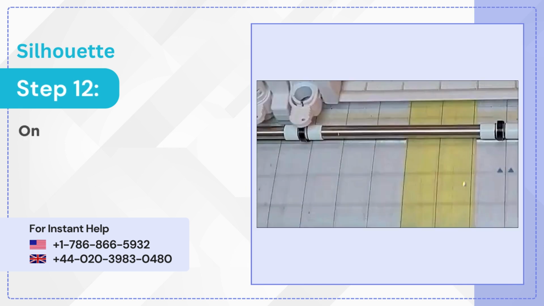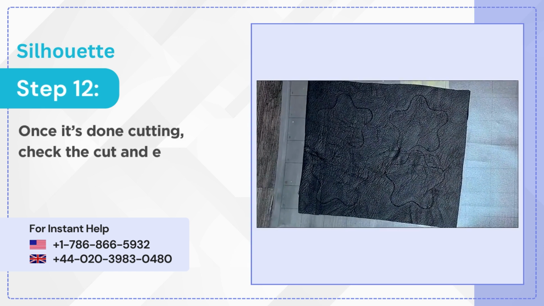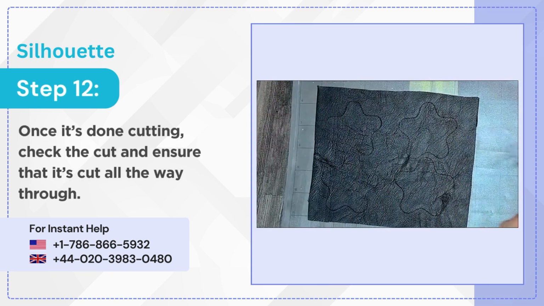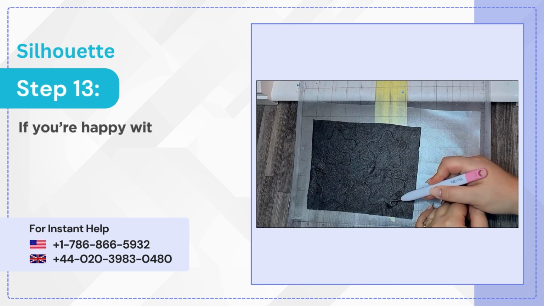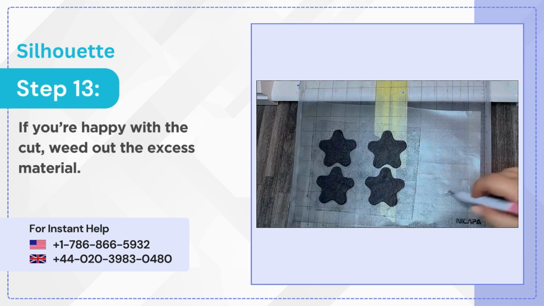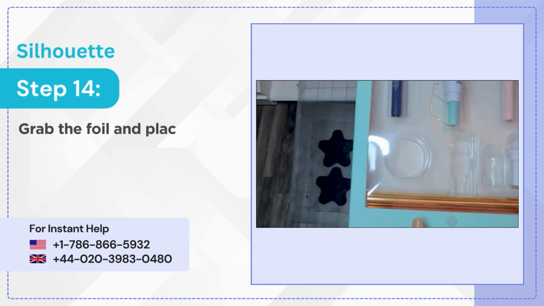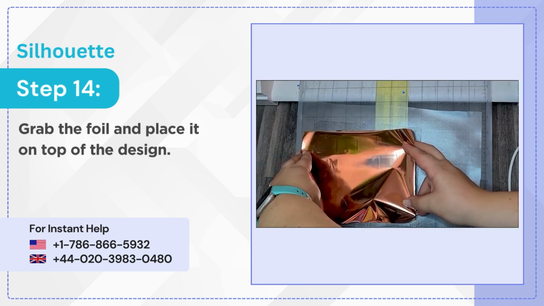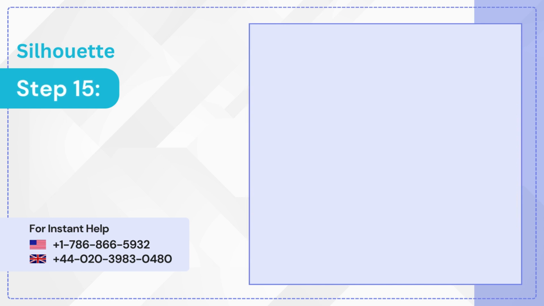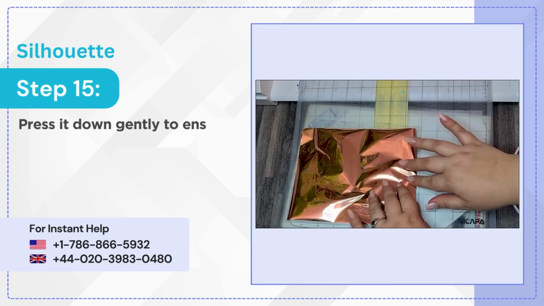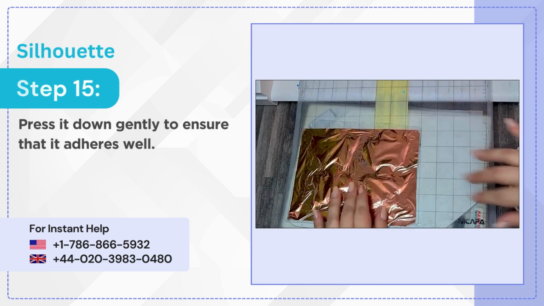Step 12. Once it's done cutting, check the cut and ensure that it's cut all the way through. Step 13. If you're happy with the cut, weed out the excess material. Step 14. Grab the foil and place it on top of the design. Step 15. Press it down gently to ensure that it adheres well.